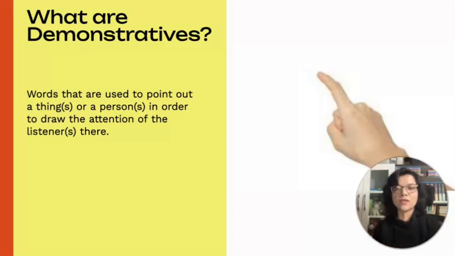What are demonstratives? The English word demonstrative means to show, as in the demonstration of a new appliance, the demonstration of a working model, demonstration of a science project. Demonstratives are words that show, or more specifically point out to an object or objects, a person or persons, closer or far away from the speaker in order to draw the attention of the listener there.